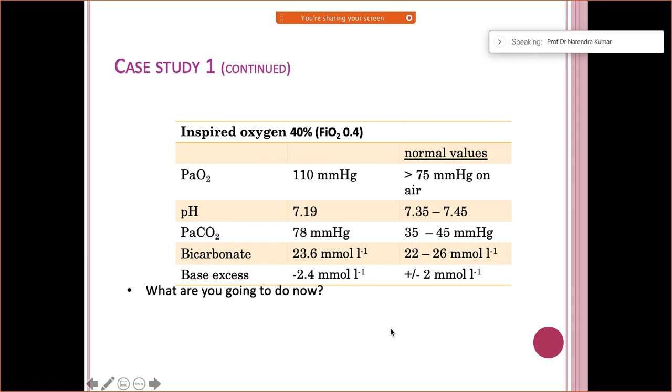The answers are already here, but try to think logically. What is happening over here? You got the values. The pH is on the lower, acidic side. Then after that, what do you see after pH? PCO2 is on the higher side, more than 78, in fact. 35 to 45 is what I know as normal. And similarly, oxygen is also on the higher side. However, when we look at it, the bicarbonate is within normal.